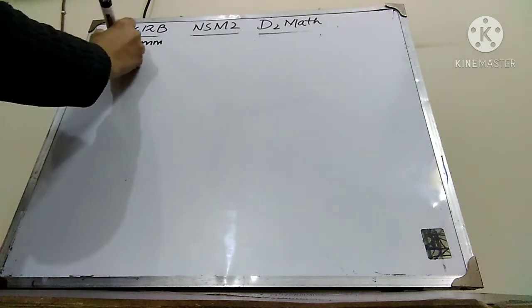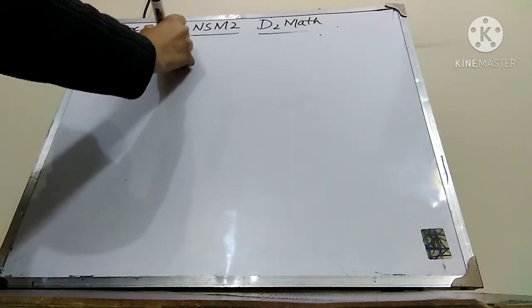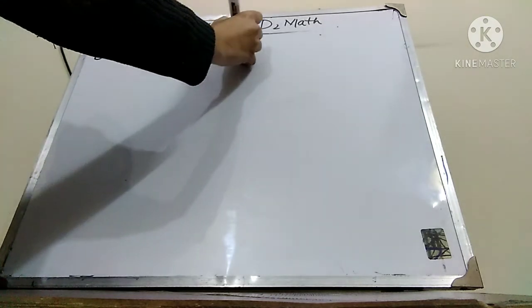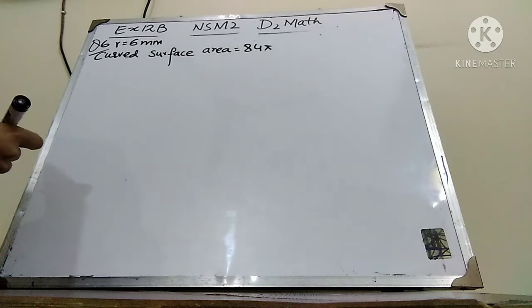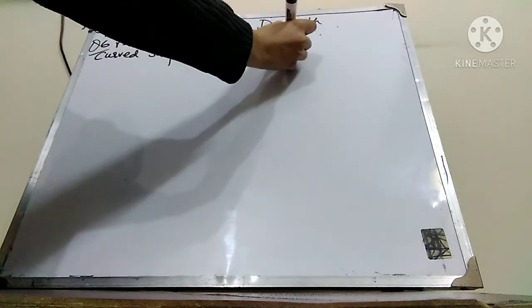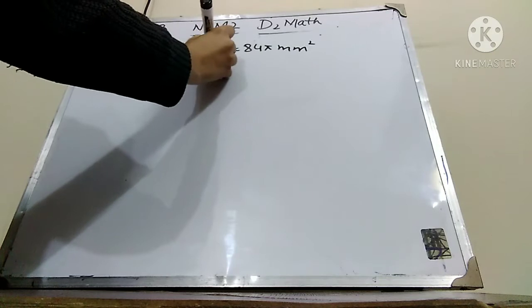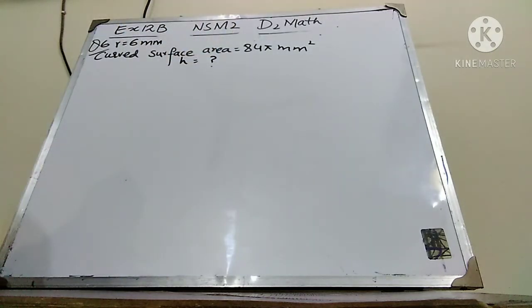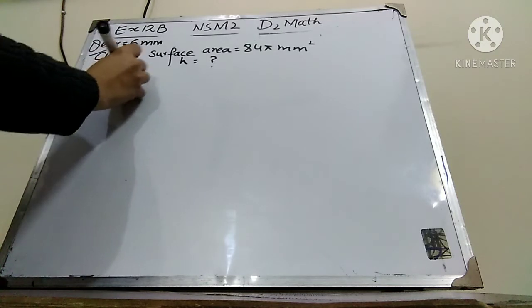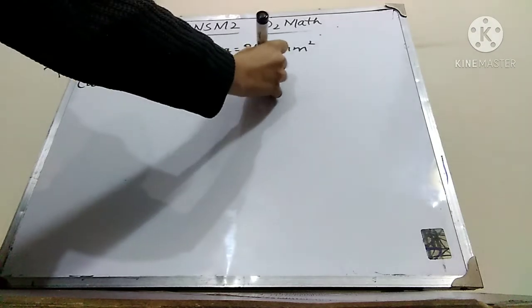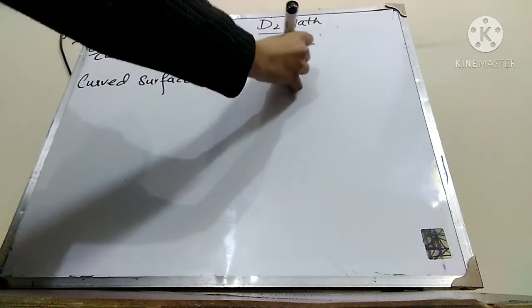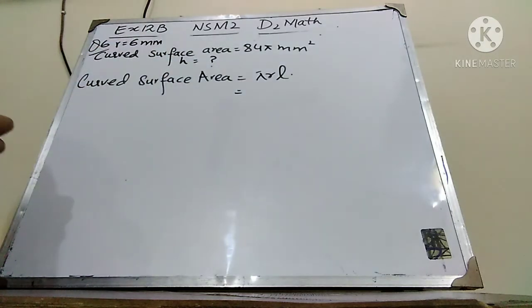So curved surface area is 84 pi. Okay. Find its slant height. So we have to find out the height. So students, you know that the formula to find out the curved surface area of the cone is, now here I am going to write down the formula. Curved surface area of the cone is pi r l. So this is the formula, pi r l.